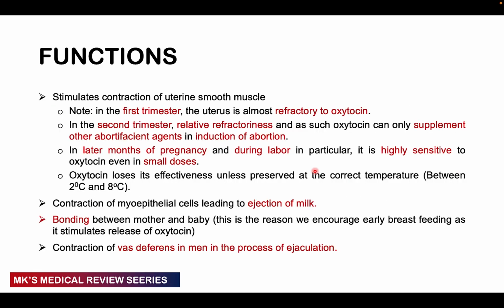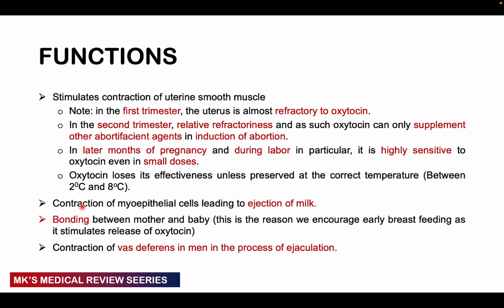Now, oxytocin is going to cause stimulation of the uterine muscles, and remember that in the first trimester the uterus doesn't have so many oxytocin receptors, so it's not going to respond to oxytocin; it's refractory to oxytocin. In the second trimester there is a relative refractoriness, and you can use oxytocin as an agent to induce abortions together with other agents. Then later in the months of pregnancy and during labor, the uterus becomes very sensitive to oxytocin, such that even small doses can cause a lot of contractions in the uterus. Remember that oxytocin loses its effectiveness unless it's preserved at a correct temperature, between 2 to 8 degrees.